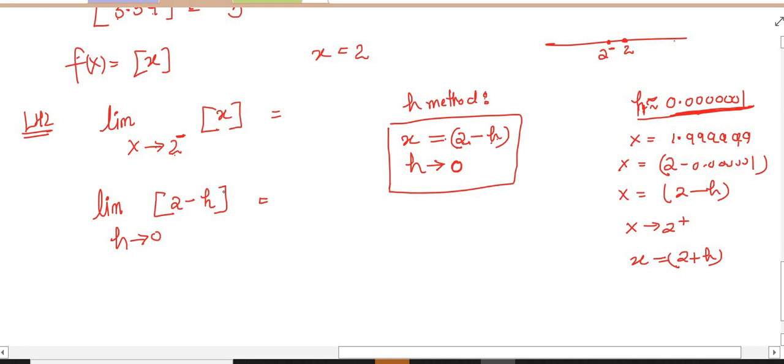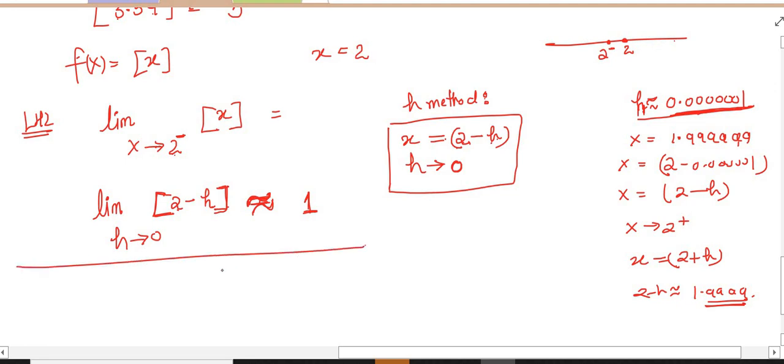Okay. Now I am ready to open this greatest integer function. When I open the greatest integer function of 2 minus h, approximately what is inside is some number, maybe 1.999 something. So what will come out of the greatest integer function will be 1, because I will drop the decimal part and I will get only 1. Correct? This is the left hand limit.